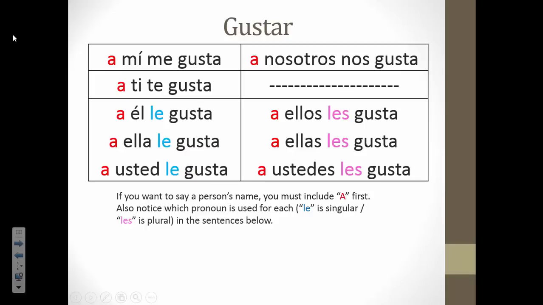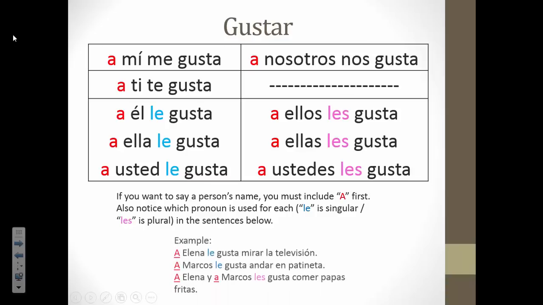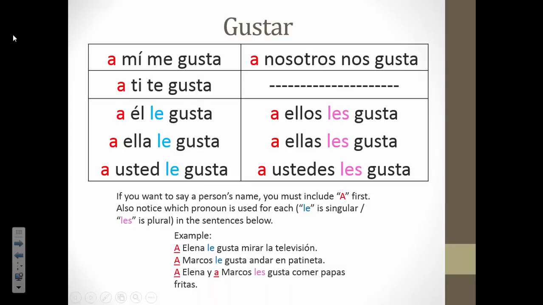I'm also going to show you some examples below with names. Okay, so also notice which pronoun is used for each. Le is singular and les is plural in the sentences below. So, a Elena le gusta mirar la televisión means that Elena likes to watch TV. Notice that because we said Elena's name, we have to use a before it. And it's very important that you do not leave out the gustar pronoun. That has to be there, okay?